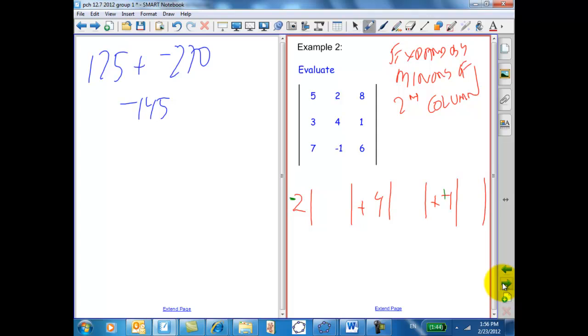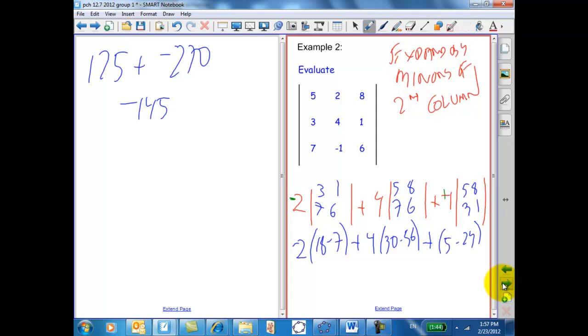And so the minor of 2 is 3, 1, 7, 6. The minor of 4 is 5, 8, 7, 6. The minor of, now careful, which one are we talking about here? It's this one, right? So what's left? 5, 8, 3, 1. So we get negative 2 times 18 minus 7 plus 4 times 30 minus 56 plus 5 minus 24. Oh, cross your fingers, people. Negative 2 times 11.